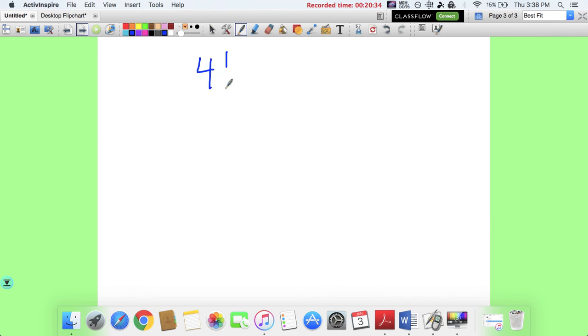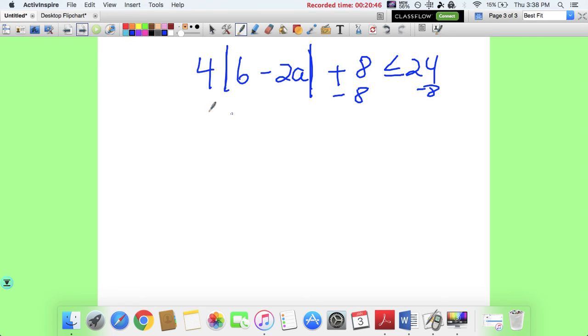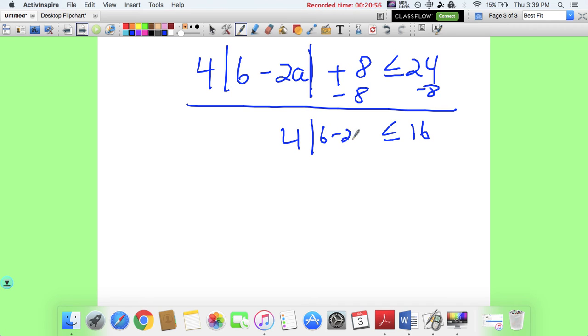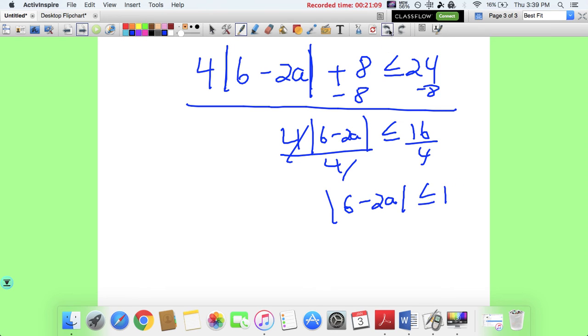Number 4: 4 times the absolute value of 6 minus 2a, plus 8, less or equal to 24. So again, the first thing we want to get rid of is the 8, so minus 8, minus 8. So 24 minus 8 is 16. We got 4 times the absolute value of 6 minus 2a. Divide both sides by 4. This crosses out, and finally I get what I want, which is the absolute value less or equal to 16 over 4, less or equal to 4.